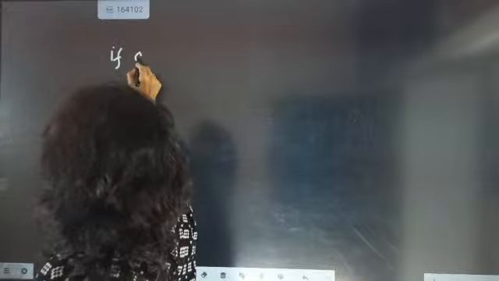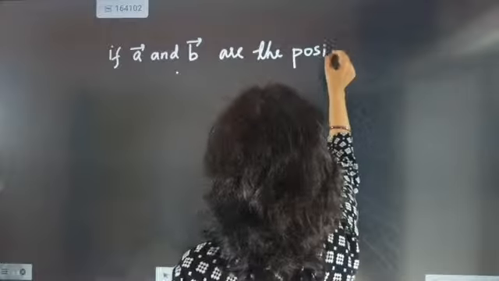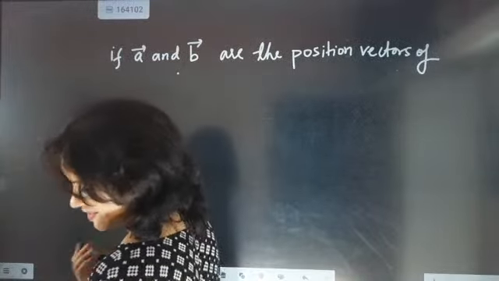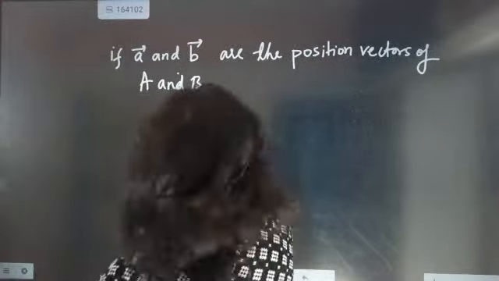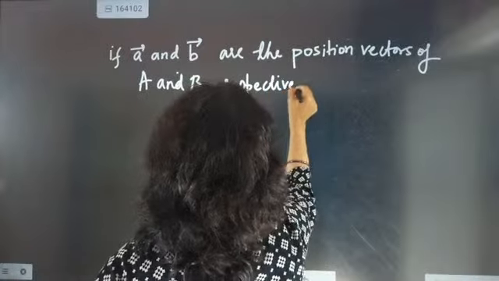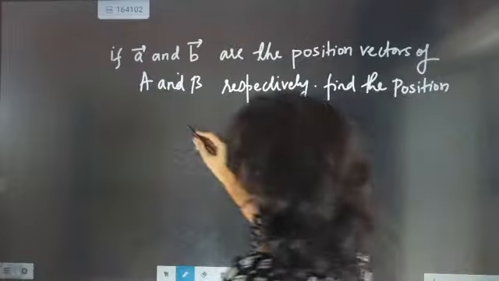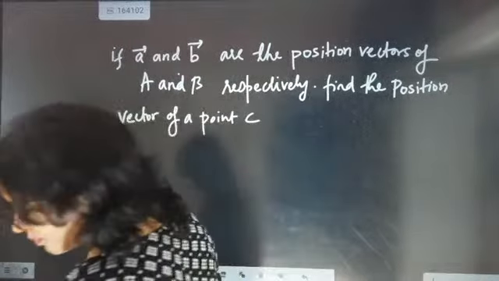Now we'll be solving the next question. The next question given to you is: if a vector and b vector are the position vectors of A and B respectively, find the position vector of a point C on BA.